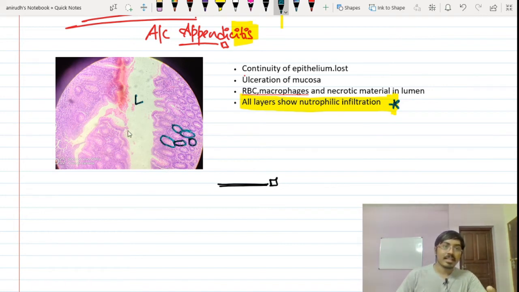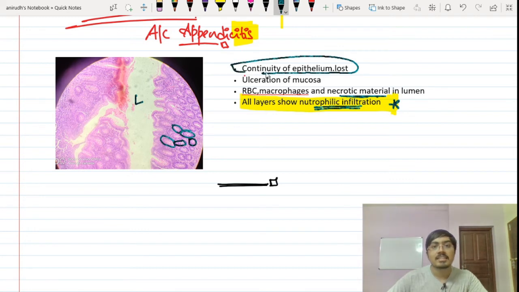Now, the point is that the lumen will undergo some kind of ulceration, and whatever is the material inside will come out. So RBC, macrophages, and necrotic material can be present inside the lumen, right? So yeah, necrosis can occur. The blood vessels supplying the appendix can be dilated, and all the features of inflammation will be there, and yes, neutrophilic infiltration will be there. So continuity of epithelium is lost, and that leads to ulceration of mucosa, right? So these are the points with respect to acute appendicitis. Let's go to the next slide.